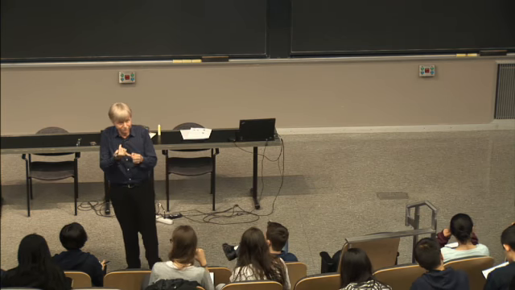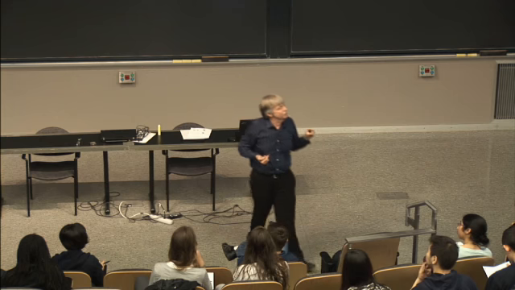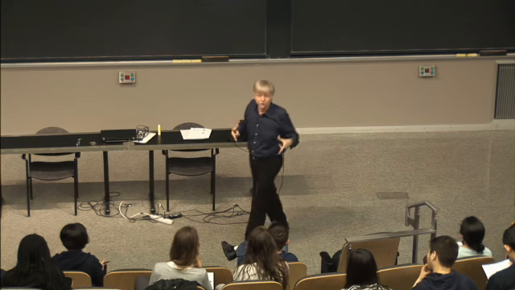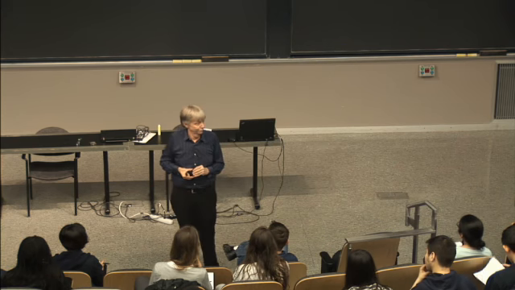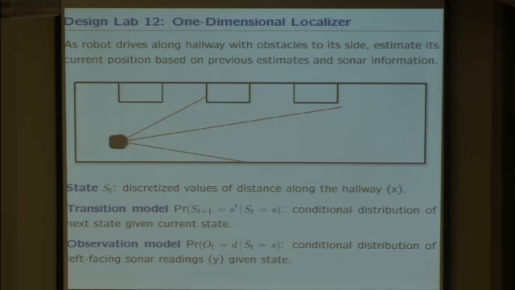At any given time t, you will have access to your previous belief at time t minus 1, and you have access to a new observation, which is the sonar to your left. Based on those two bits of information, you will update your belief, which means that when you start out, you have no idea where you are, but that situation should improve with time. OK? So that's what we're going to do in Design Lab 12.